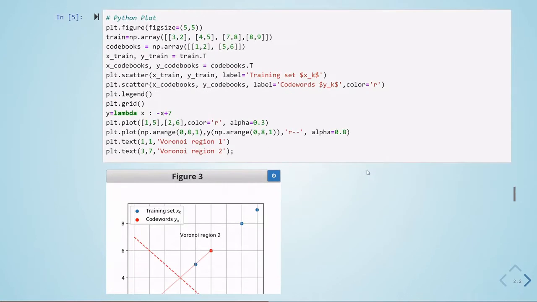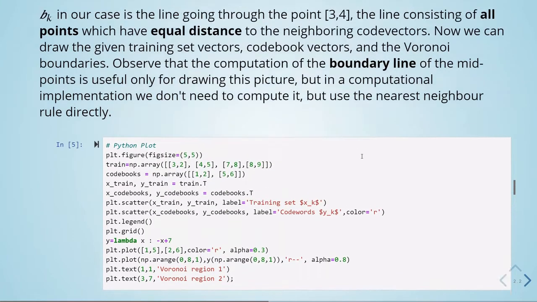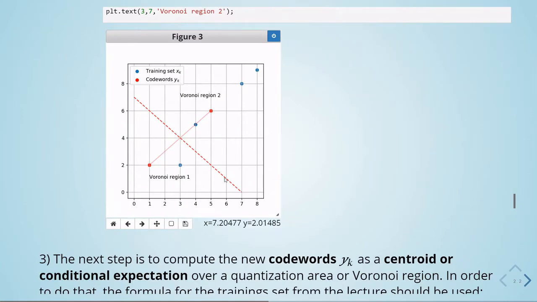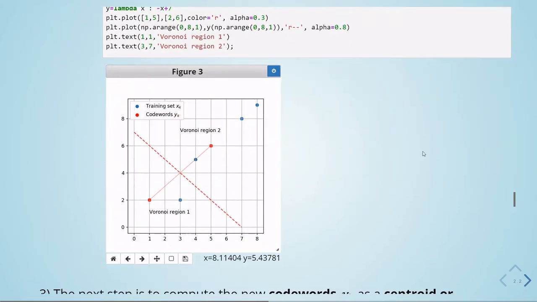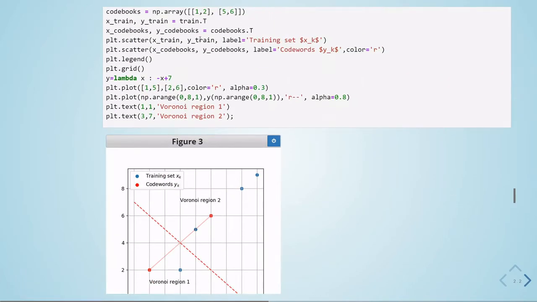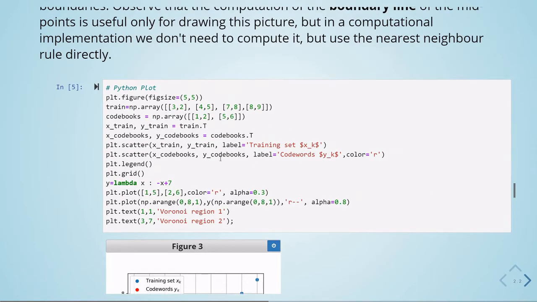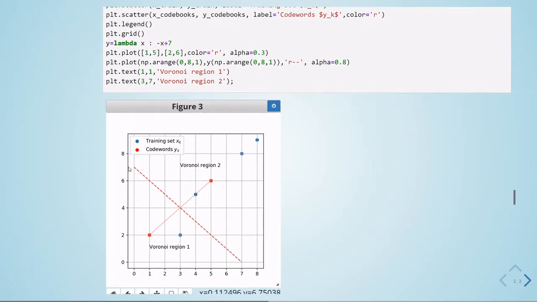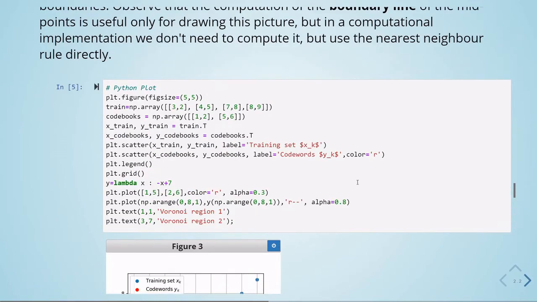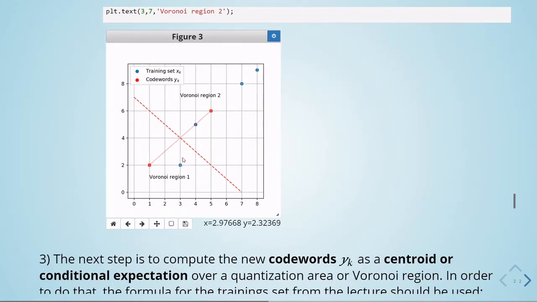We see here, for example, this is the point (3, 2). This is our training set x, (3, 2), (4, 5), and we had our codebooks y, (1, 2), (5, 6), which is given here, and then we're just plotting the Voronoi region. We calculate a boundary using the nearest neighbor rule, and we have these two regions here.